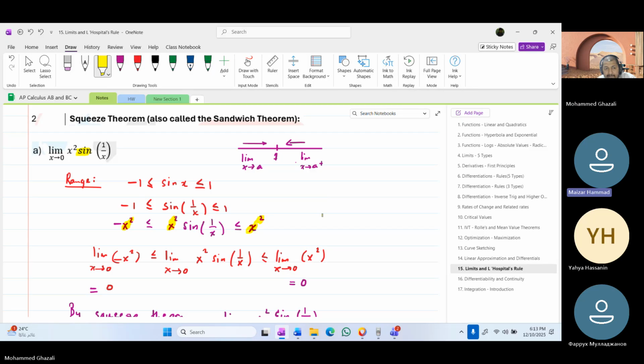The only thing I don't get is why did you write x squared in the middle? x squared sine 1 over x.